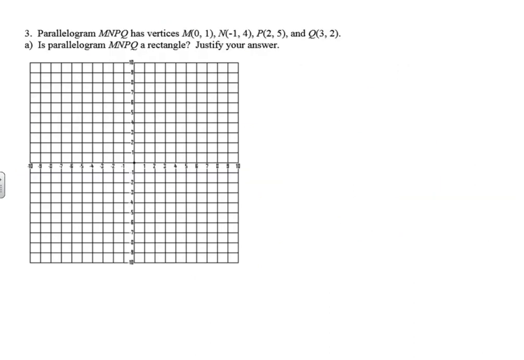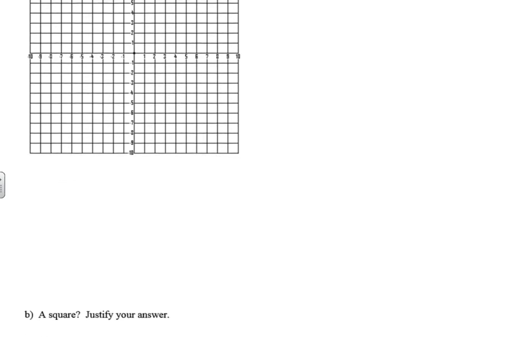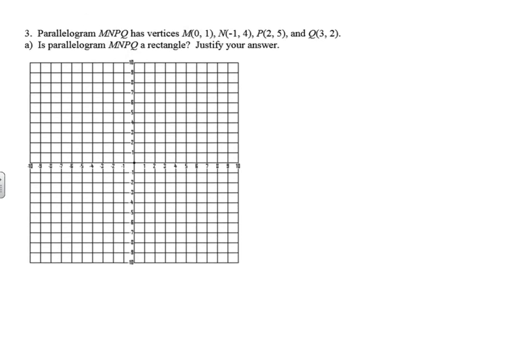All right, let's see what we got going on here. We've got a rectangle, and then we got a question of, is it a square? The square ones are probably the ones that require the most work. So let's go ahead here, -1, 4. This is going to be our value for N. I skipped M. Hang on, 0, 1. This is going to be M. And then we've got P, which would be 2, 5. And then Q, which is going to be 3, 2. So it kind of looks like it could be a square.